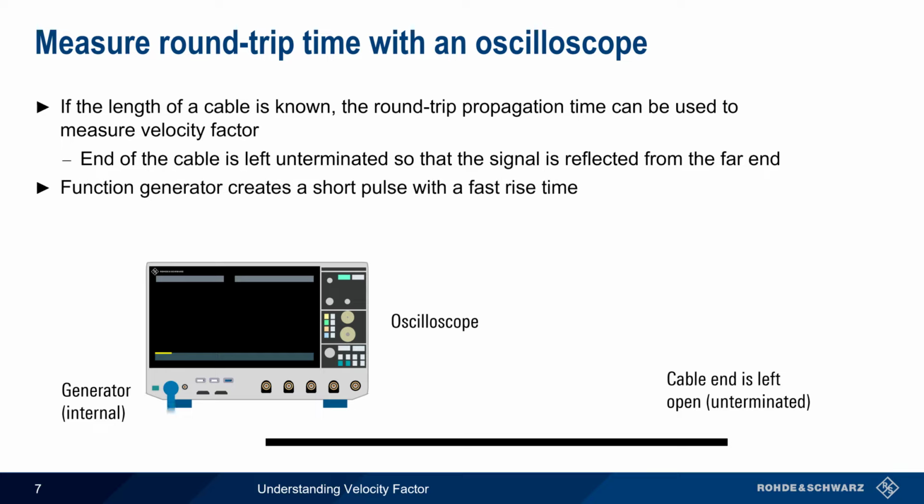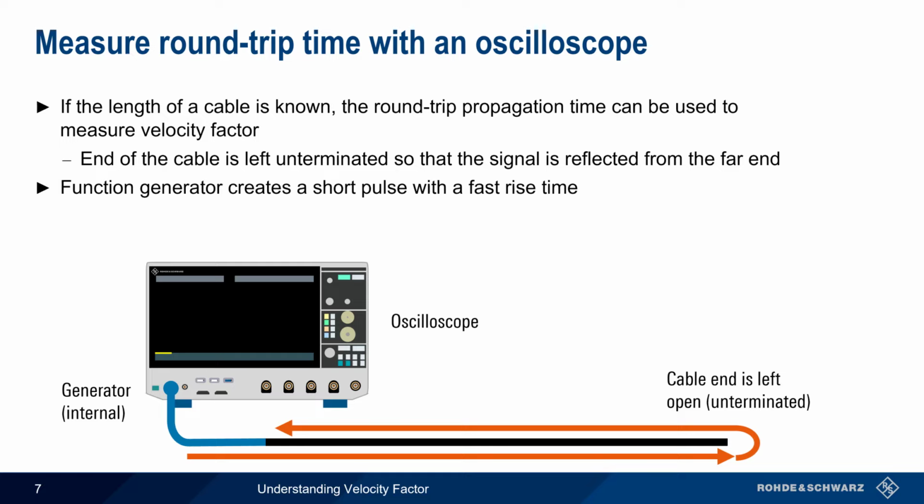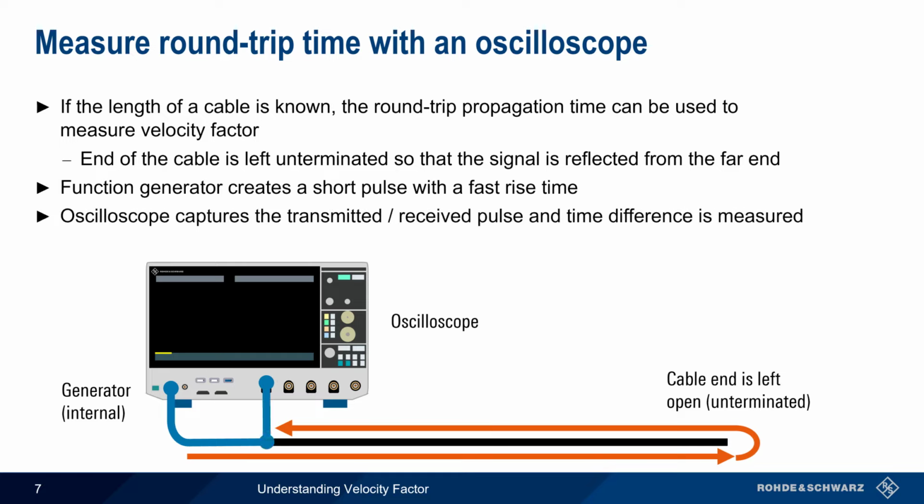We use the function generator to generate a short pulse with a fast rise time, and an oscilloscope channel is configured to capture both the transmitted pulse and the reflected pulse. The time difference between them is then measured. Let's look at this procedure in a bit more detail.